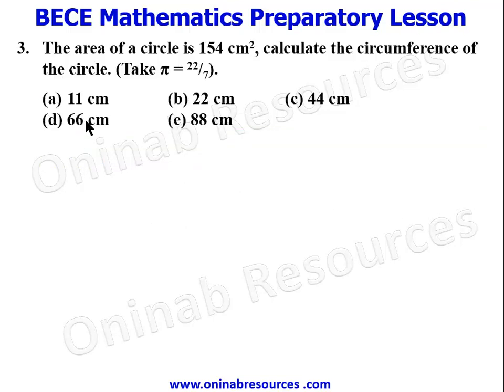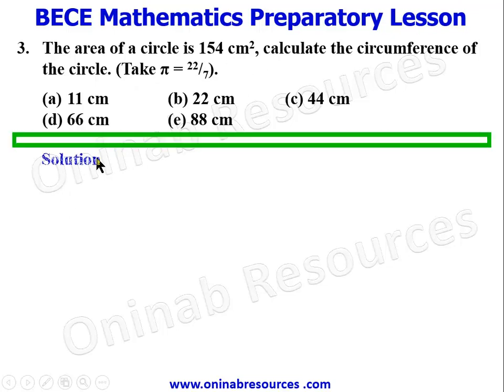For problem 3, the area of a circle is 154 square centimeters. Calculate the circumference of the circle. We know to calculate the circumference of a circle we need the radius, and here the radius is not given, but only the area of the circle is given. So in finding solution to the problem, we have to use this area to find the radius of the circle. Then from there we will use the radius to calculate the circumference of the circle.